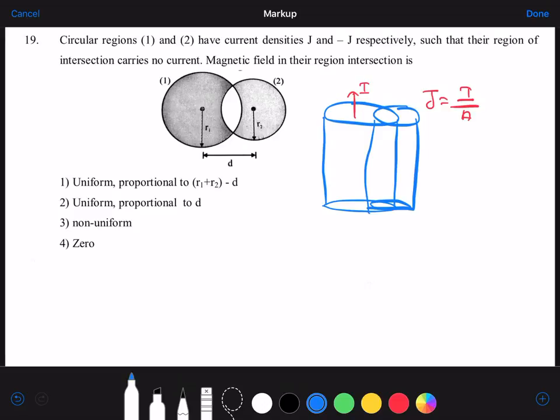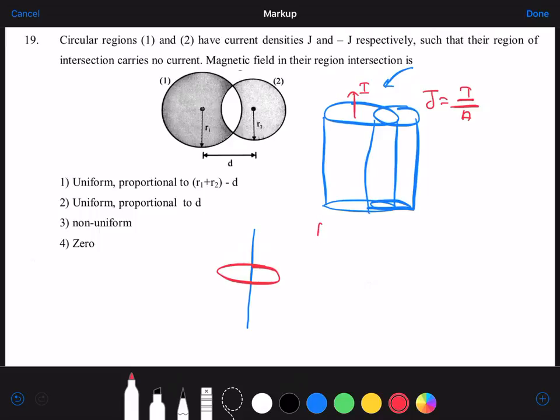So if you are just considering a combination of such two cylinders, something like this, they are having different radius R1 and R2. If you are observing it from the top, that top view is shown over here. So already we know how to find out the value of the magnetic field inside a conductor by using Ampere's law. First we'll consider an Amperian loop, something like this.